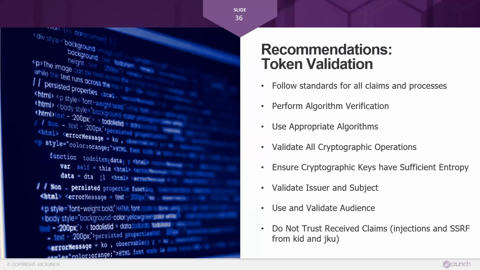Okay. So some token validation recommendations, and this is fairly important. So follow standards for all claims and processes. So please follow the RFC. If you go and have a look at RFC 7519, the JWT RFC, there is a token validation entry in which there is something like 9 or 10 different steps to be done when you want to validate a JWT token. And each of these are really important.